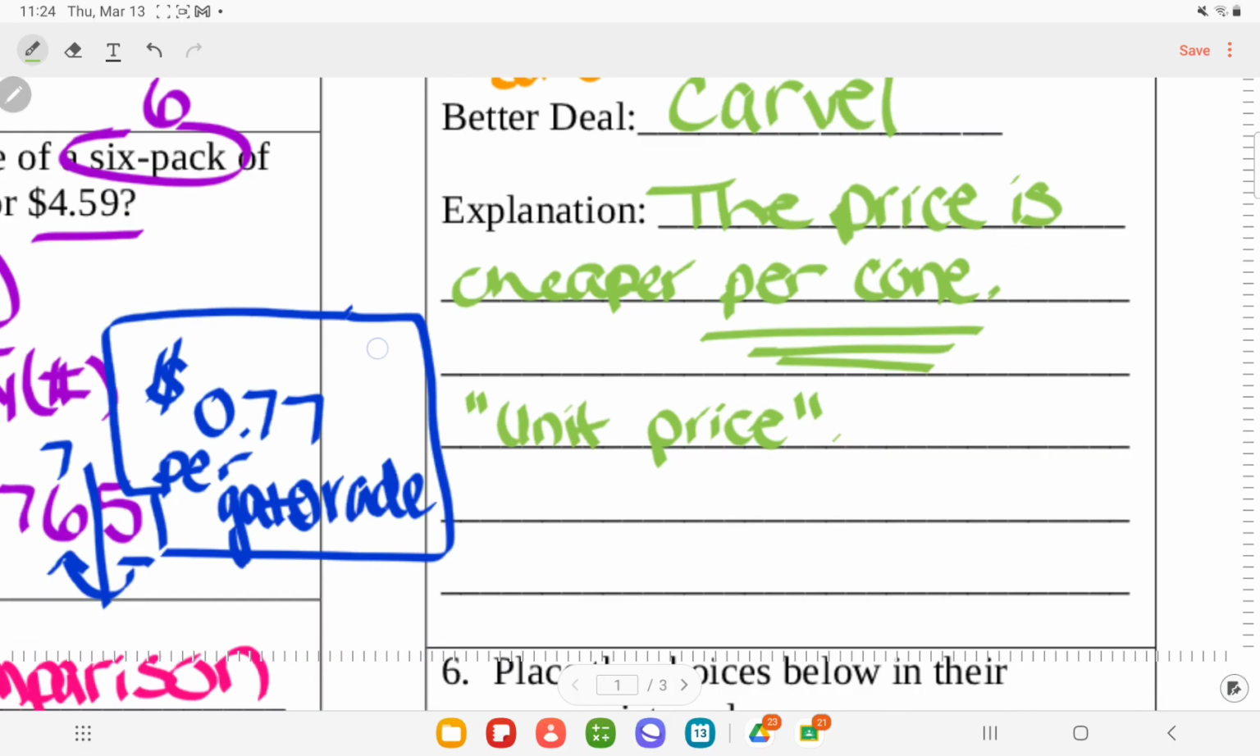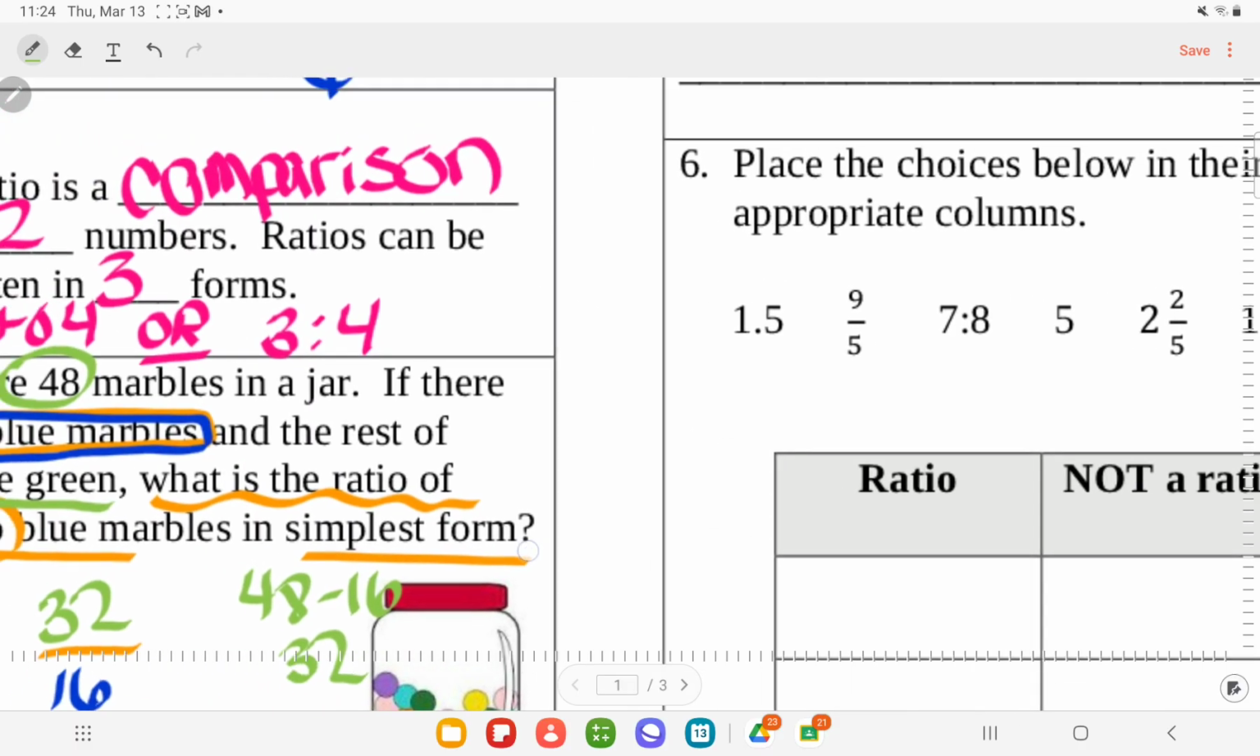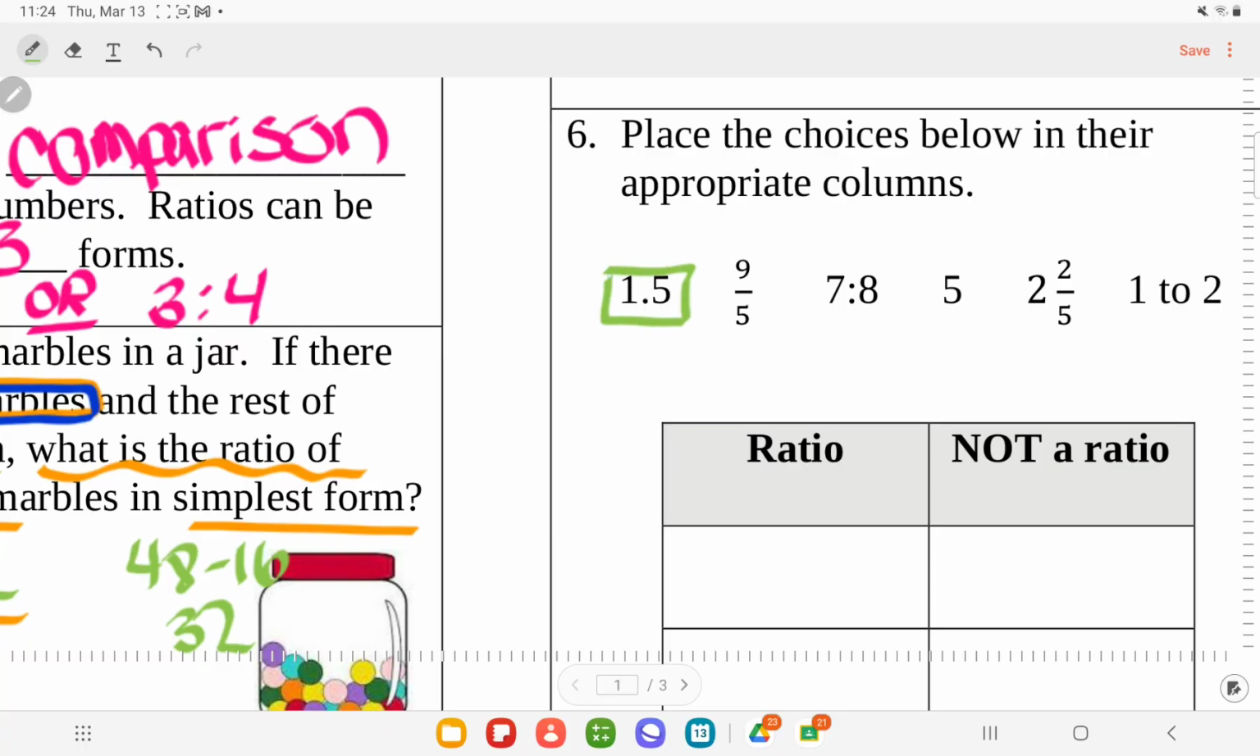Right? Okay. Place the choices below in their appropriate columns. So is it a ratio or is it not a ratio is what this is basically asking. 1.5, is it a ratio or not? A ratio over here was a comparison of 2 numbers. This is 1 number, this is a decimal. That is not a ratio. 1.5 goes over here. 9 over 5. Oh, that's a ratio. That's a 9 to 5.